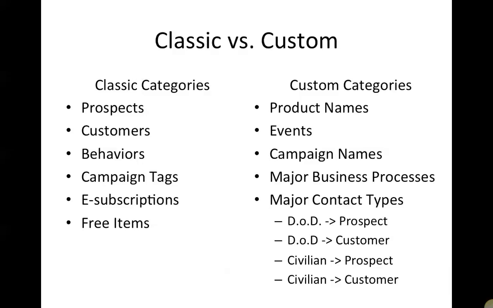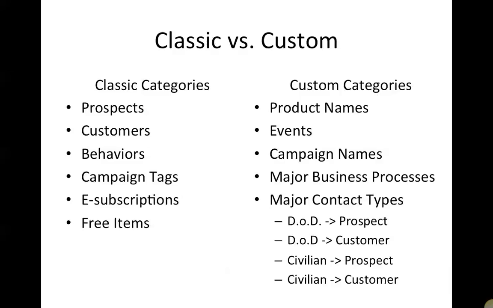Other things you can do are major business processes or major customer segments or contact segments. I've got one customer who deals a lot with government people, right? So the DoD, the Department of Defense. They've got Department of Defense prospects, customers, then they've got civilians, and then they actually break it down even more than that. They've got different categories, but their business revolves around these different customer segments.